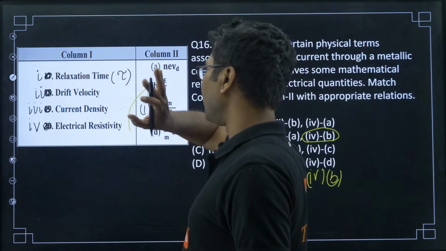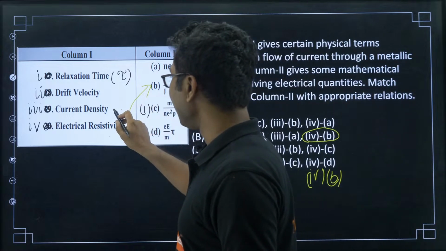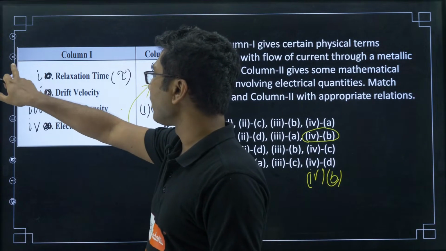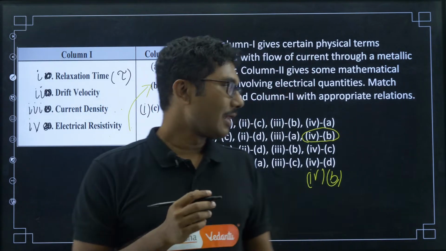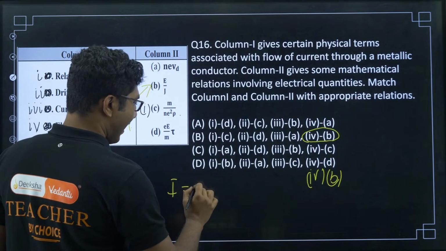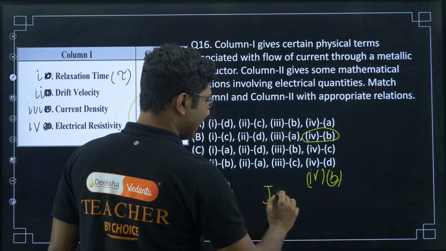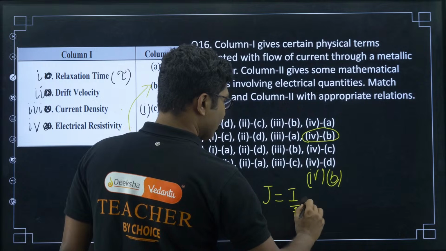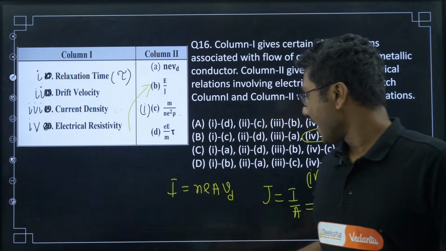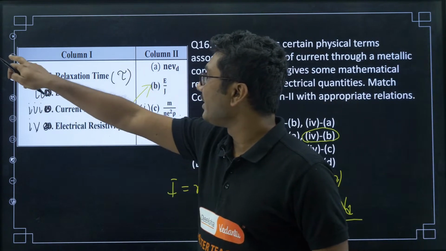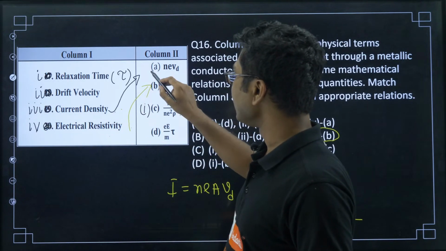Now, drift velocity is slightly tricky, so I am leaving it for now. Current, in terms of drift velocity, is given by I equals NEAVd, right. Now, current density J is basically I by A. So, basically it will be NEVd. So, definitely as we can see, current density is NEVd, area is missing here. So, that means it represents current density. So, this will be 3, right.